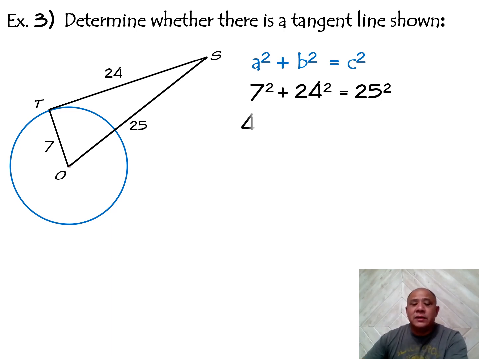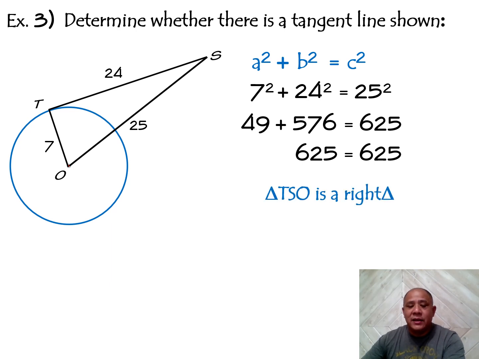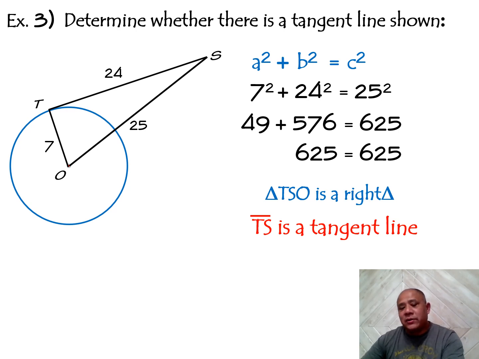7 squared is 49. 24 squared is 576. And 25 squared is 625. Well, let's see. Is 49 plus 576 going to equal 625? Let's see. 625 equals 625. So guess what? This follows the Pythagorean theorem. If it follows the Pythagorean theorem, then we can say TSO is a right triangle. And if TSO is a right triangle, then TS is a tangent line. And there you go. Try the last one on your own and we'll be done with the lesson.